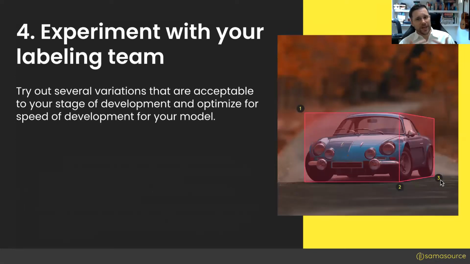And then this one might seem a little obvious, but experiment with your labeling team, whether they're internal or external. Try out variations that are acceptable to your stage of development, and then you can optimize for speed. Remember, the goal here is to help your development program move from start to production. So at each stage, you want to experiment with your team, what tools they have, what tools they may want to build. There's a lot of variability here. And if you just throw the instructions over the fence, you're not going to be getting the most out of your labeling team. So just something important to consider there.